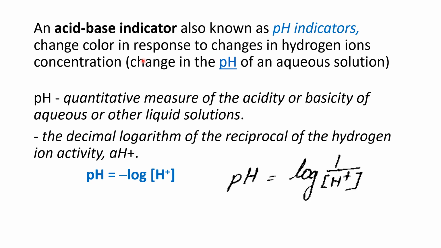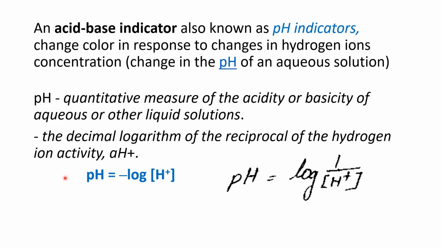Acid-base indicators, also known as pH indicators. These are materials that change color in response to changes in hydrogen ion concentration, or a change in pH, since pH is a function of hydrogen ion concentration. And pH is a quantitative measure of the acidity or basicity of an aqueous or other liquid solution.